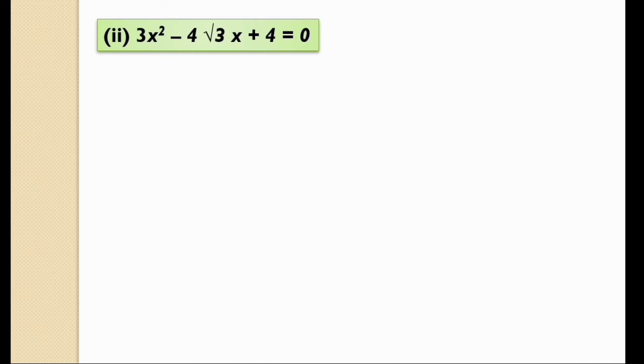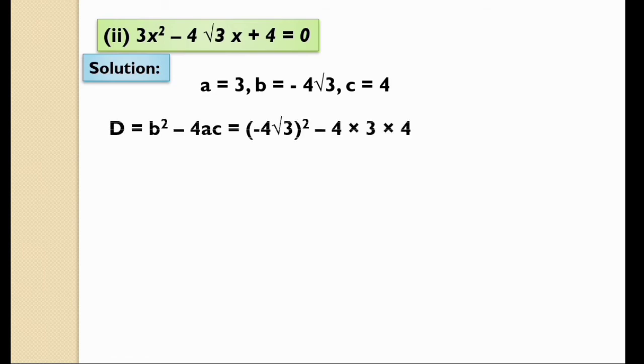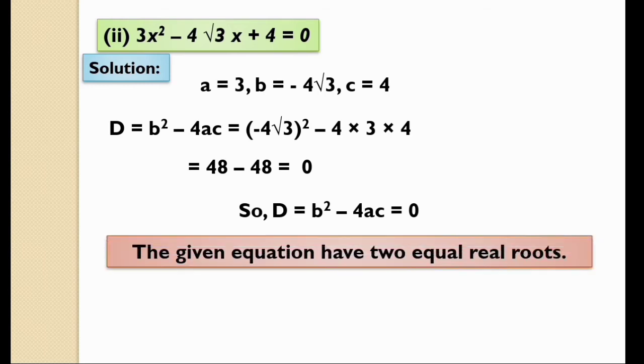The second question is 3x² - 4√3x + 4 = 0. Again, we compare this equation with the standard form, and we get a = 3, b = -4√3 and c = 4. Again, we find D = b² - 4ac = (-4√3)² - 4 × 3 × 4. After simplification, we get 48 - 48, which is equal to 0. So here the value of D is equal to 0, and the given equation has two equal real roots.